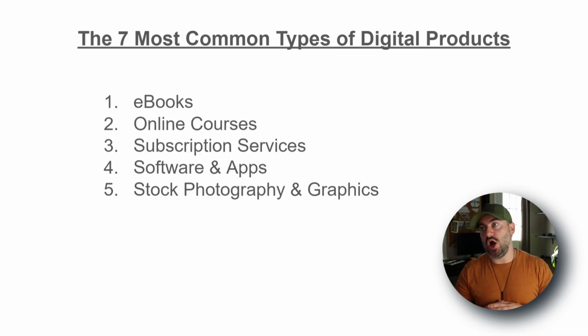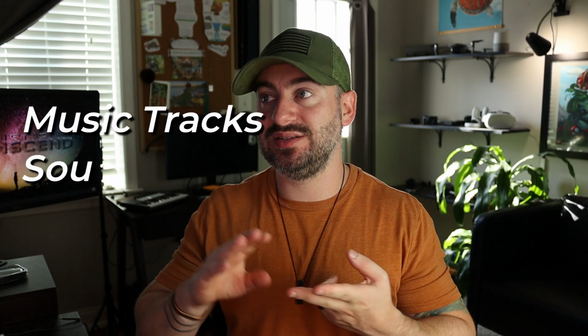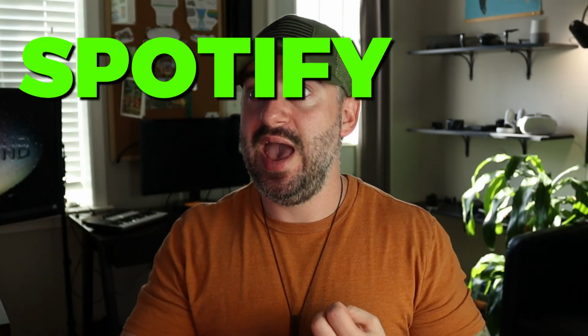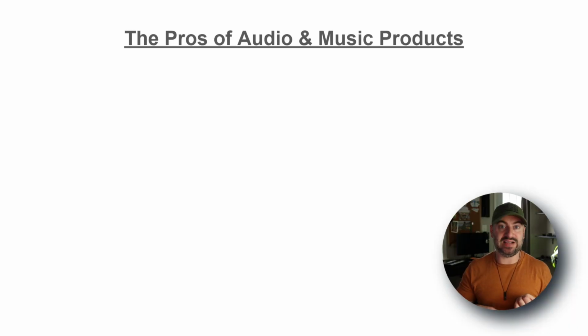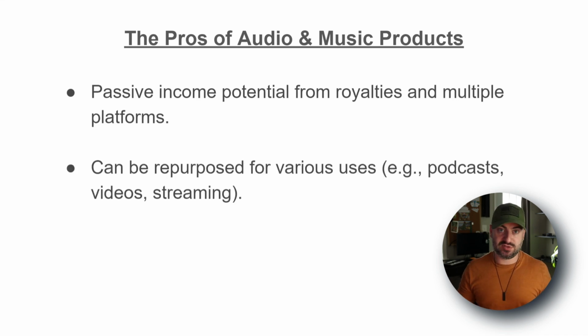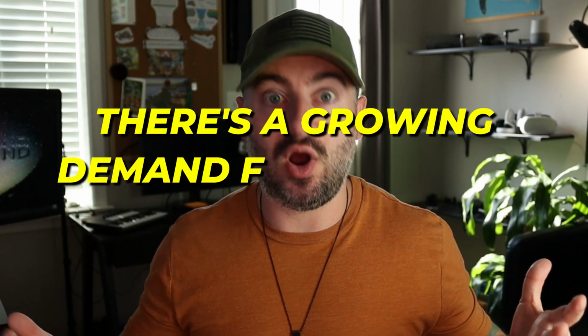Product number 6 can be audio products and music, so kind of similar to the graphics and photography, audio products. And this can be music tracks, sound effects, podcasts, audiobooks, right? Anything that can be hosted on like Spotify, Apple Music, Audible can be considered an audio product. Now, pros of this is going to be passive income potential from royalties in multiple platforms, can be repurposed, right? And then growing demand for audio content because there's a growing demand for all types of content nowadays, especially royalty-free and stuff like that.